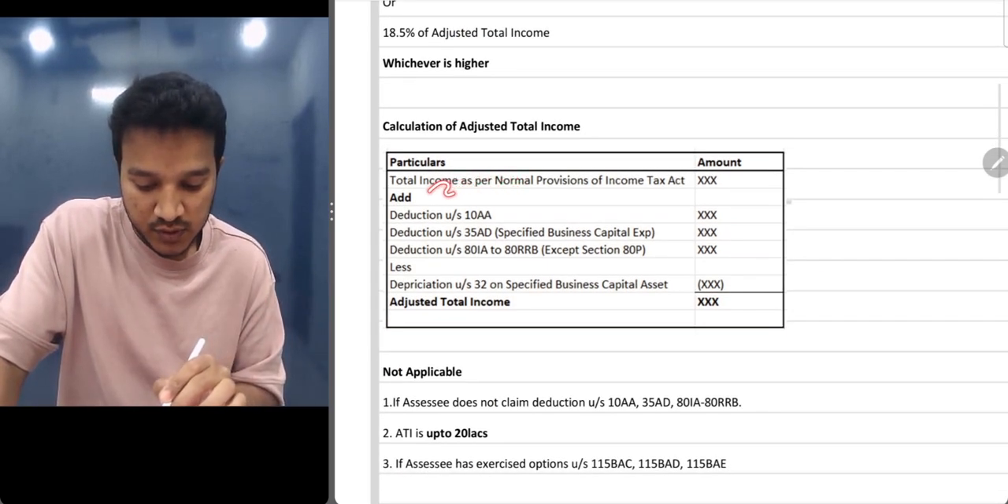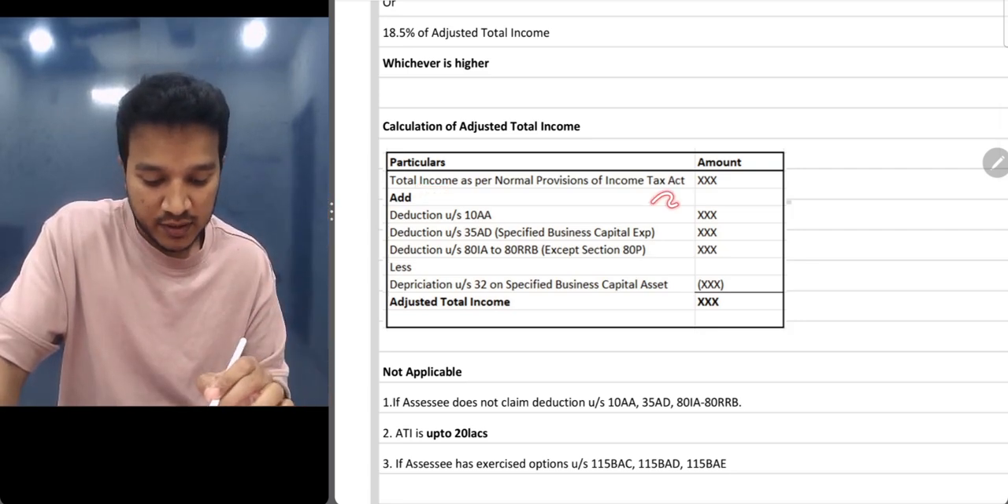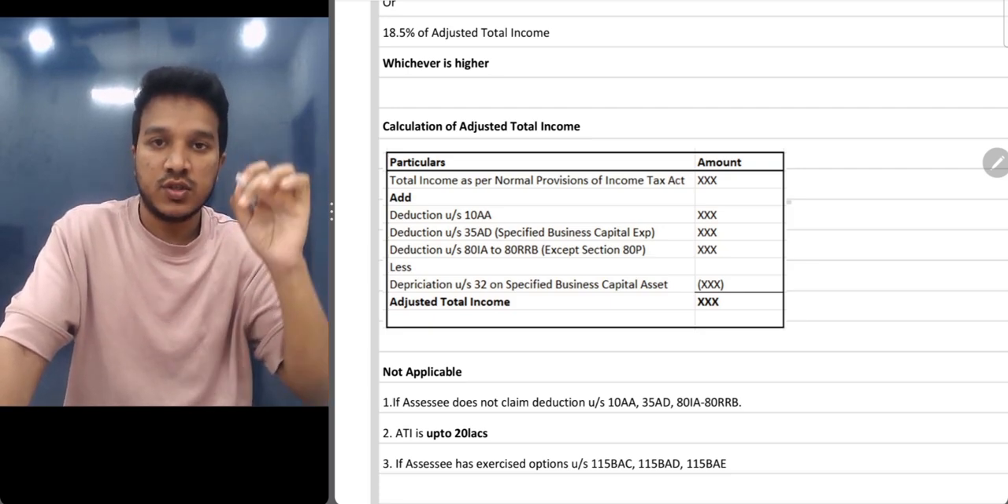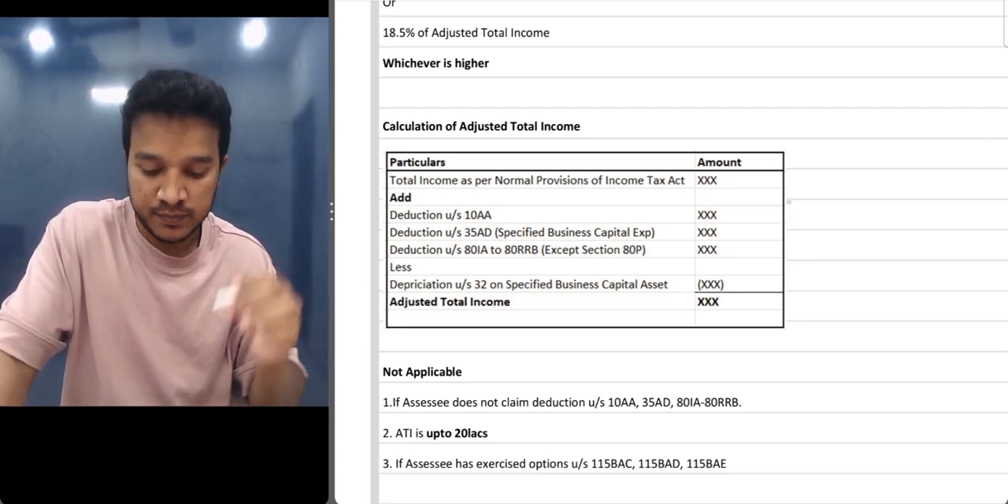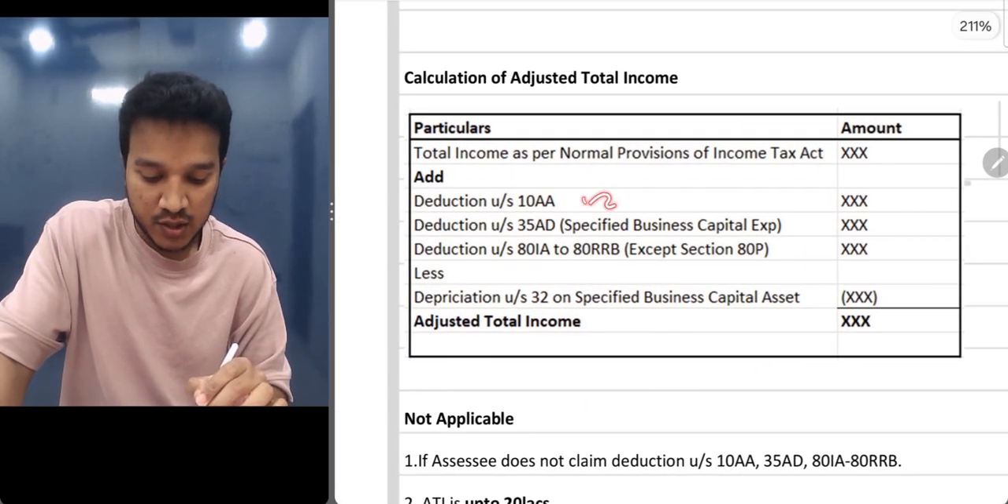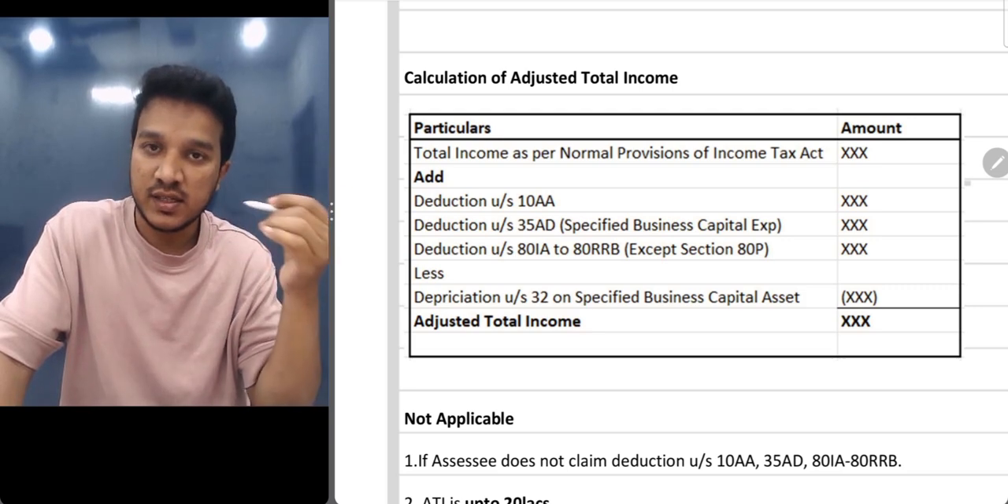See, adjusted total income, first you will start with total income as per normal provisions of the Act. And then you might have claimed certain deductions while calculating the total income as per normal provisions. So there are certain deductions you have to add back, like deduction under section 10AA. If you see under section 10AA, you will claim 100% deduction for the first 5 years. Correct? Add that.